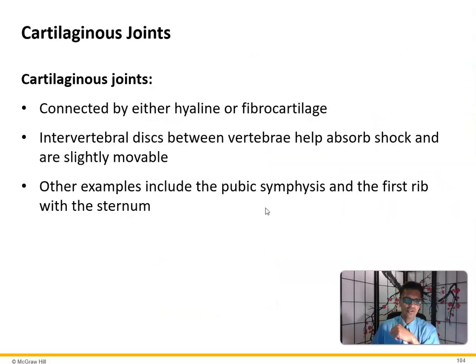All right, cartilaginous joints are connected by either hyaline or fibrocartilage. The intervertebral discs between the vertebrae help absorb shock and are slightly movable. Other examples include the pubic symphysis and the first rib, which is here with the sternum.